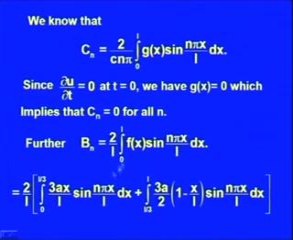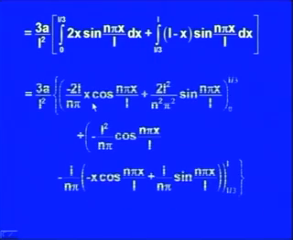We have the expression for f(x): over the interval 0 to L by 3, f(x) is 3a x by L, and over the interval L by 3 to L, f(x) is 3a by 2 into 1 minus x by L. So, we have broken this integral into two parts, 0 to L by 3 and L by 3 to L, and substituted the values of f(x) over these intervals. Now, the right hand side of B n gives us 3a by L square, integral 0 to L by 3 of 2x sin n pi x over L dx plus integral L by 3 to L of (L minus x) into sin n pi x over L dx.